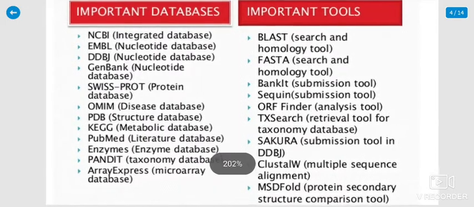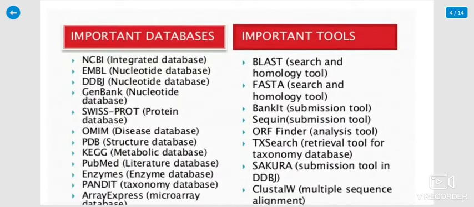Actually, there are two different types of important resources: databases and tools. The databases are like NCBI, EMBL, DDBJ, GenBank, Swiss-Prot, PDB, PubMed, etc. Among the tools of bioinformatics, BLAST, Basic Local Alignment Search Tool, is the first one.